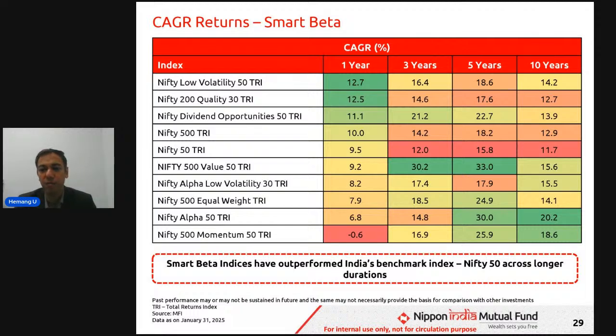If you go to longer phases, again, let's say a 5 year period or a 10 year period, you will see the green here is the higher returns in momentum and alpha, while low volatility has lower returns. But even here, let's say 5 year, everything mostly has outperformed Nifty 50, the benchmark index, right? So again, it can be seen that in longer durations, smart beta funds, or smart beta indices, tend to outperform the benchmark indices.